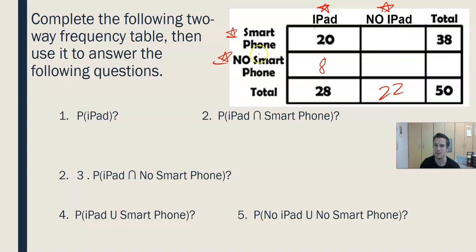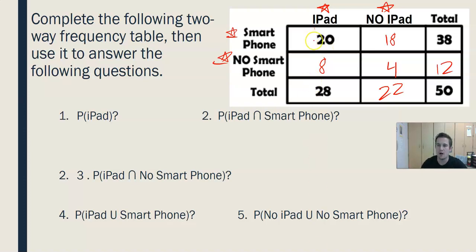Same in this column. If I have 38 total people with smartphones and 50 total people, that must mean I have 12 people that don't have a smartphone. 38 people with a smartphone, 12 people with no smartphone, for 50 people total. And then these columns are going to have to add up. So 20 plus what is equal to 38? This is 18. 8 plus what is equal to 12? This is going to have to be equal to 4.